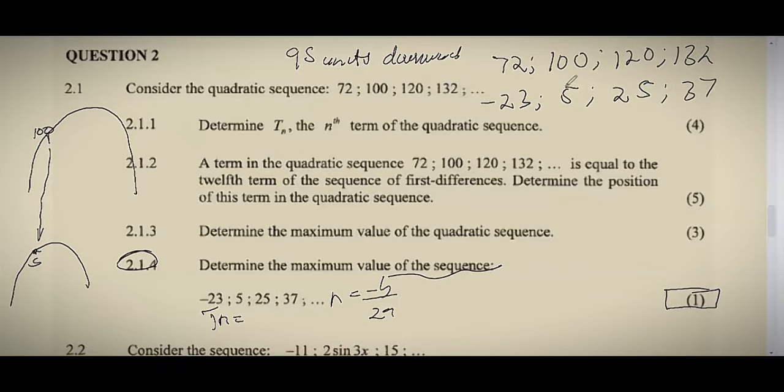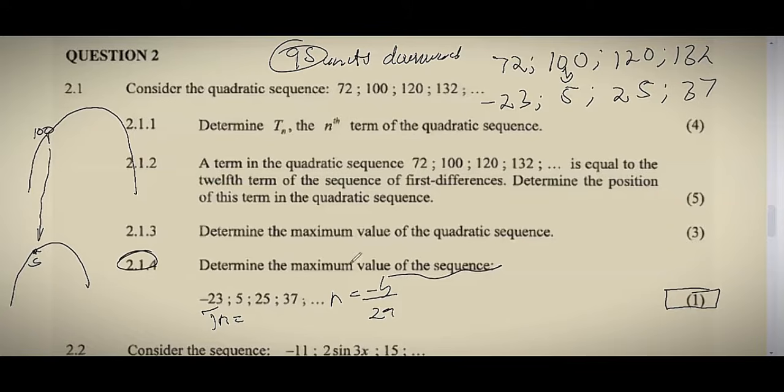Right. Also, you can just check 72 minus 95, that's negative 23. Then 120 minus 95, that's 25. So we are just confirming that all this is consistent with the 95 here. So every value or every term that you see here has been shifted downward 95 units.